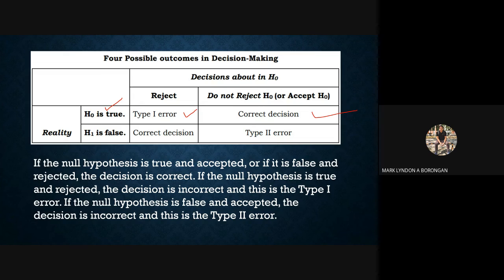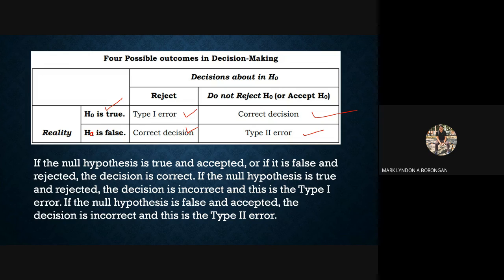Another one, if our null hypothesis is false. So if our null hypothesis is false, that is H sub 0. If our null hypothesis is false and accepted, the decision is incorrect. So why would you accept it if it is false, right? So this one is called a type 2 error. If you reject it, that will be the correct decision, right?